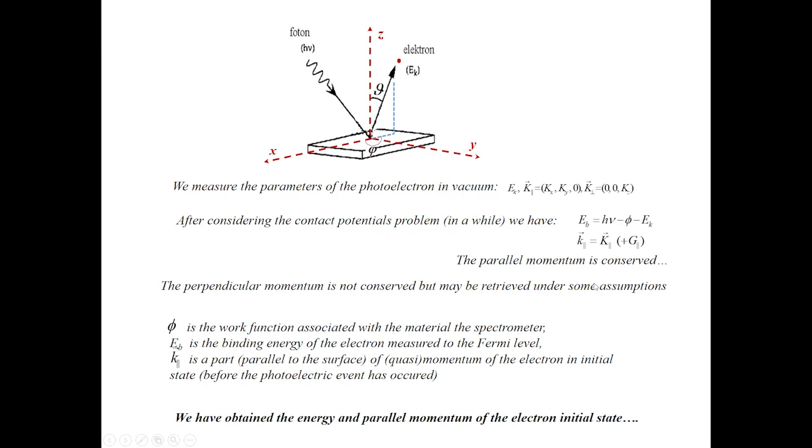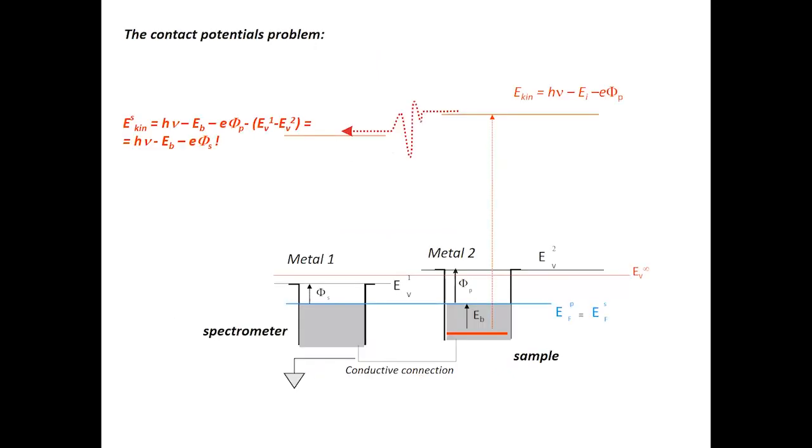So through the measurement of the photoelectron parameters, we can figure out the primary electron states, sorry, the initial state parameters. Okay, let me skip this. You can study this later because I have no time to do this.